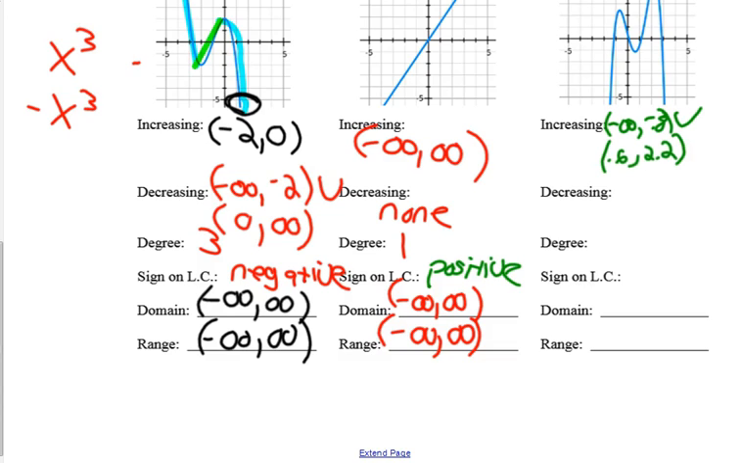All right, then who else is decreasing? Negative infinity, got it. Negative 0.8 to 0.6. We're going to stick with 0.8 because we used that earlier. Good. And then 2.2 to infinity. Very good. Sorry, I can't write on that side of the board.